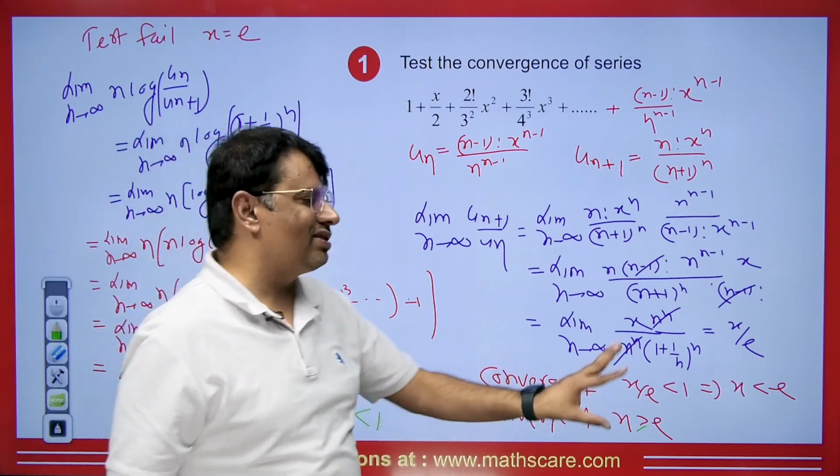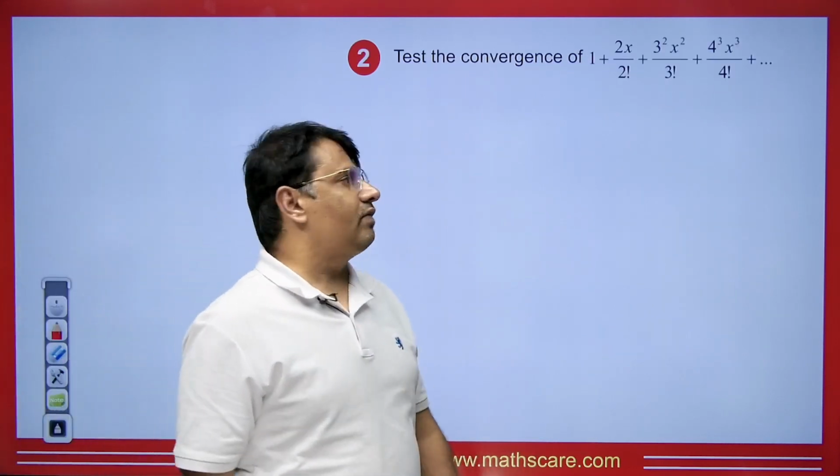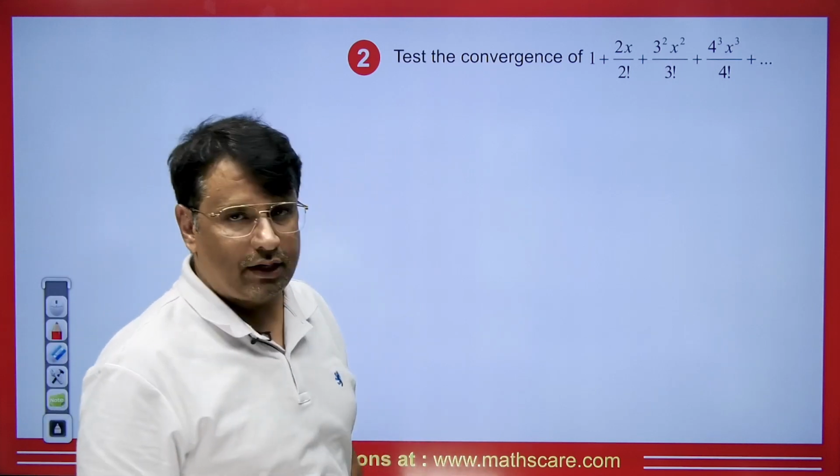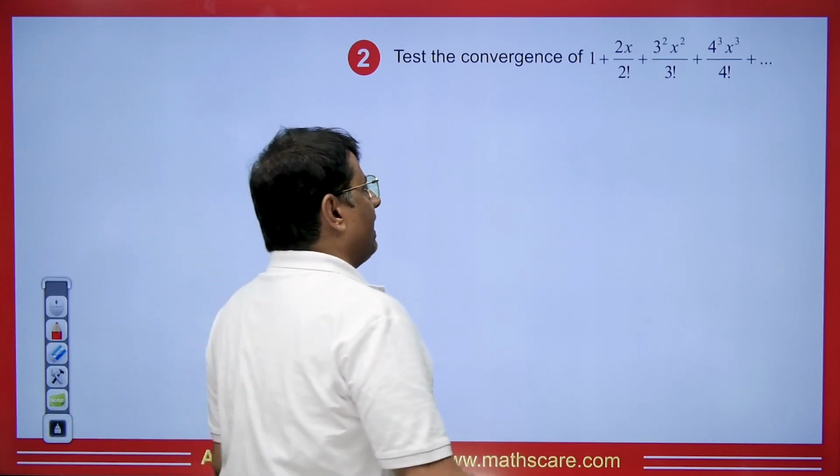If you are ever asked the reason, this is the way to do it. Let's see the next question. In our next question, we are given 1 plus 2x divided by 2 factorial, plus 3 square x square upon 3 factorial, and it continues in the same pattern.